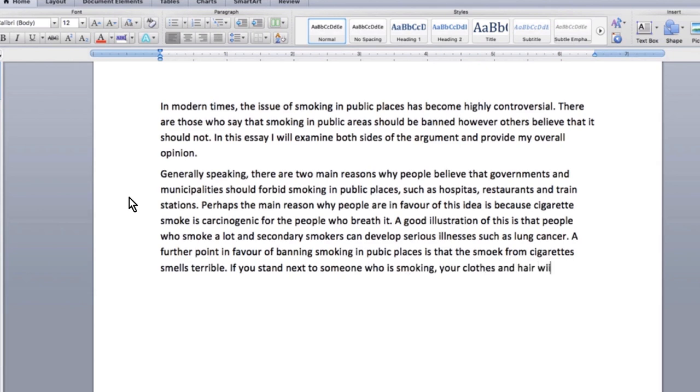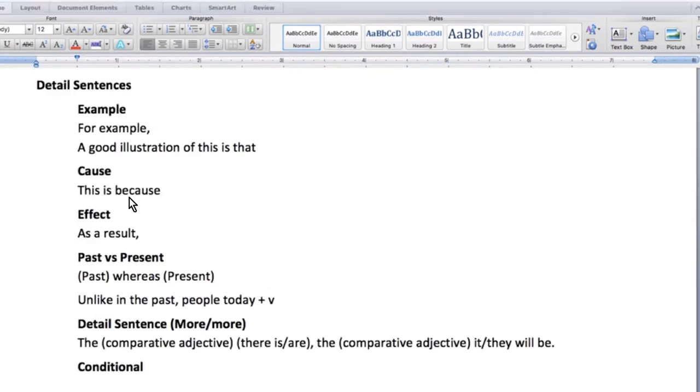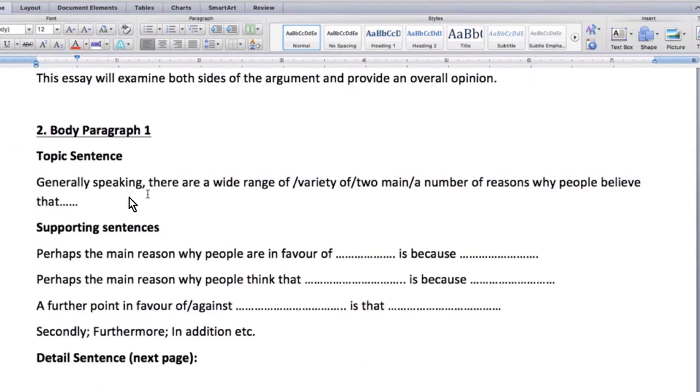and here is our modal verb for the conditional, will smell like, or let's try tobacco smoke for the rest of the day. Great. And that is our first sentence. Now next paragraph, do the exact same thing. Back to the topic sentences.